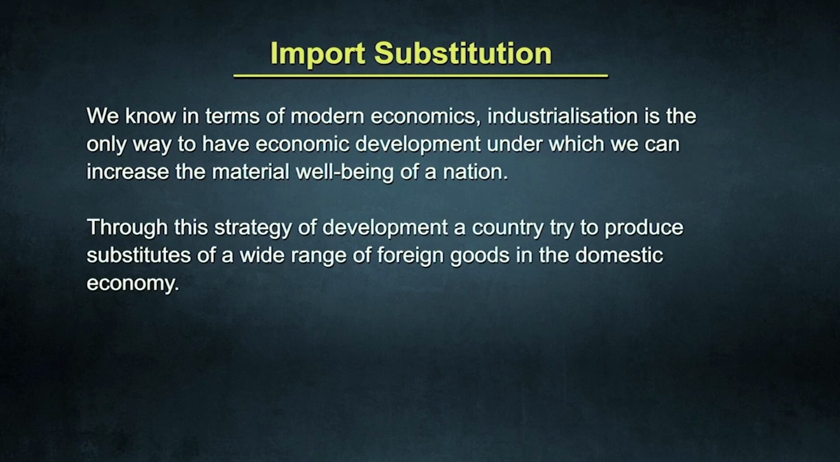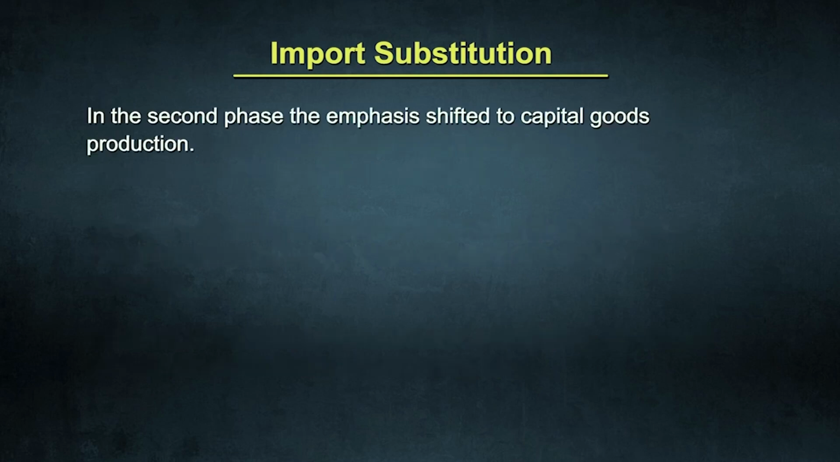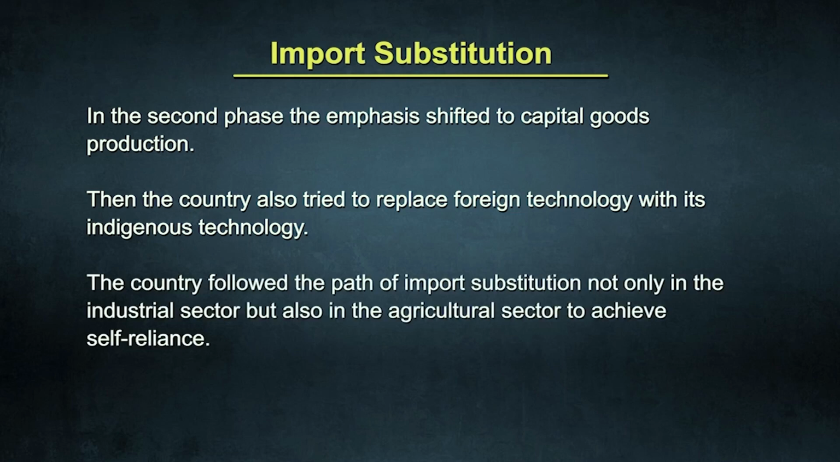Through this strategy of import substitution, a country tries to produce substitutes of a wide range of foreign goods in the domestic economy. In the case of India, it firstly tried to produce a wide range of consumer goods. Then its focus shifted to the production of intermediate and capital goods. And finally, in the third stage, India also tried to change its technology from foreign to indigenous. The country followed the path of import substitution not only in the industrial sector but also in the agricultural sector to achieve self-reliance.